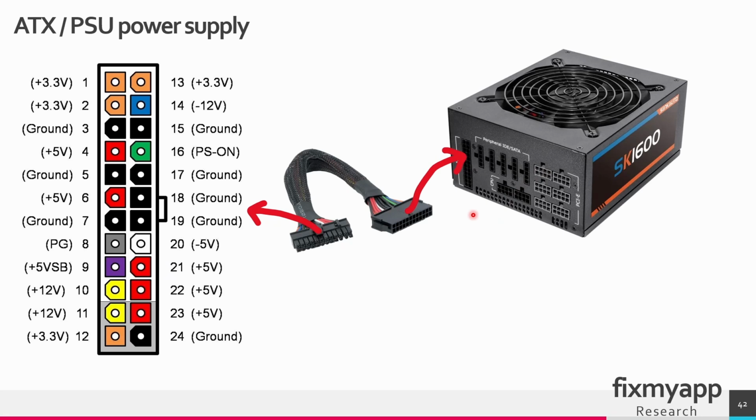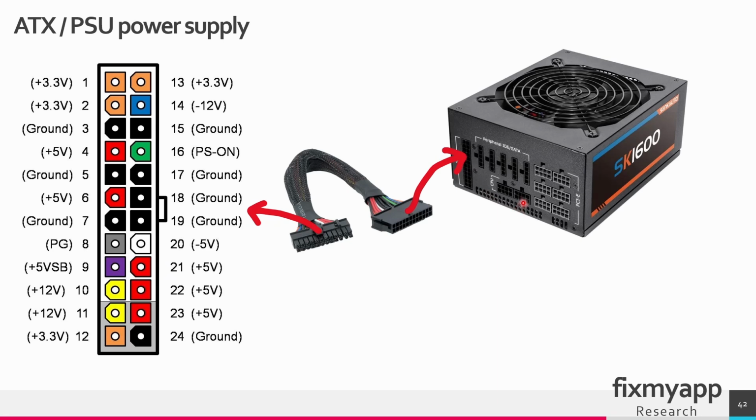The ATX power supply converts the high voltage alternating current from the wall outlet into a lower voltage direct current, so it will convert the AC down to DC. This DC voltage is needed by different components inside of the computer. This connector will deliver the different voltages to the motherboard.